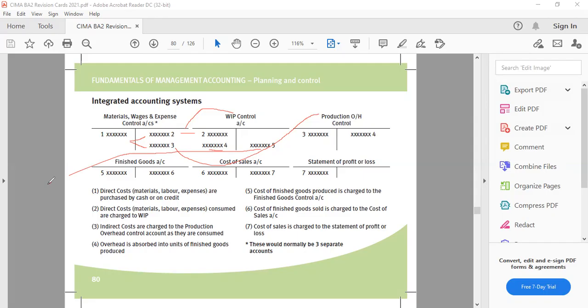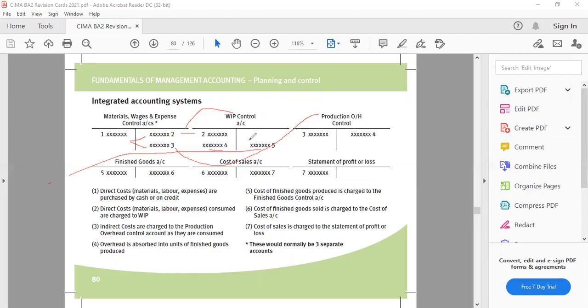Now, in finished goods account, it is received, and from finished goods, 6 is there. Cost of finished goods sold is charged to the cost of sales. So this amount of cost of finished goods produced is charged to finished goods control account. From there, it is going to cost of sales account. Cost of sales is charged to the statement of profit or loss. So from cost of sales it goes to statement of profit or loss.